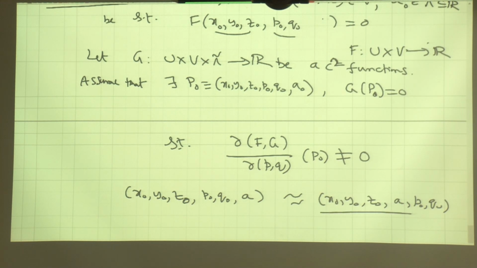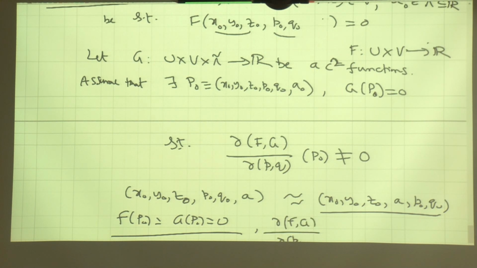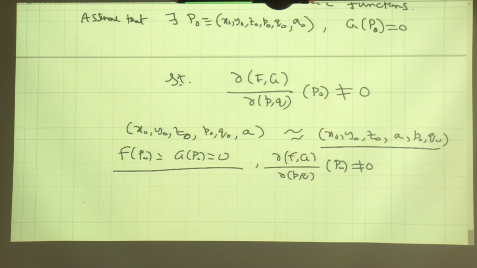We have assumed at this point, both F is 0, G is 0. That means a common solution. This point P0 is such that F of P0 and G of P0 are 0. And the Jacobian is not 0 at P0. Therefore, the implicit function theorem tells us what? P, Q can be solved in terms of the rest of the variables. Okay? P, Q, this is how we should remember.